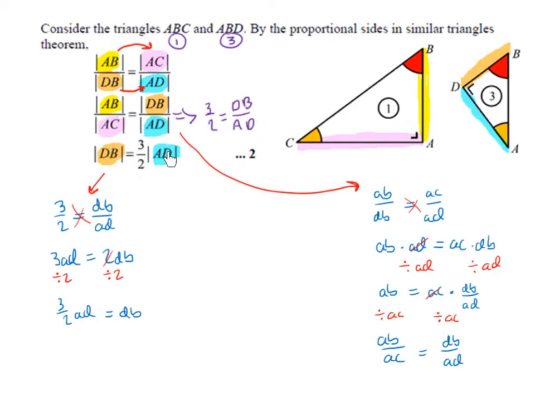So let's have a look at how we did that. We have 3 over 2 is equal to DB over AD. We're going to start off by cross multiplying. 3 times AD is 3AD, and 2 times DB is 2DB. Then we're going to divide across by 2. So 3AD divided by 2 gives us 3 over 2 AD, and the 2's cancel out, and that's equal to DB. So that's how we got DB equal to 3 over 2 AD.